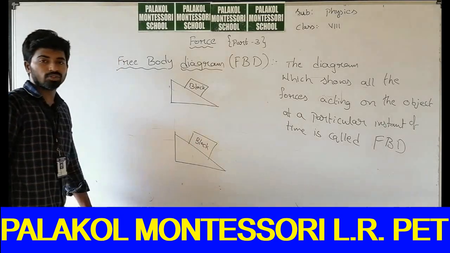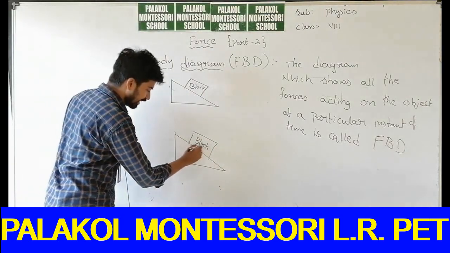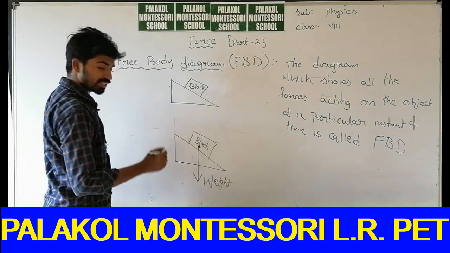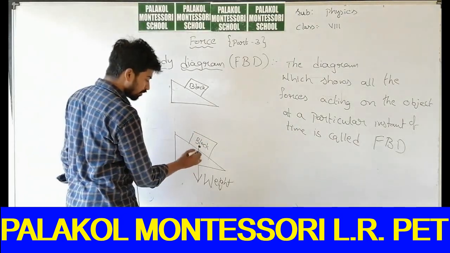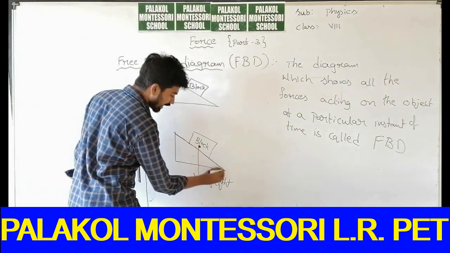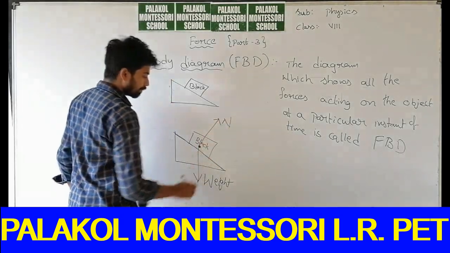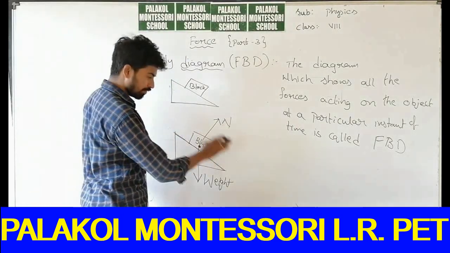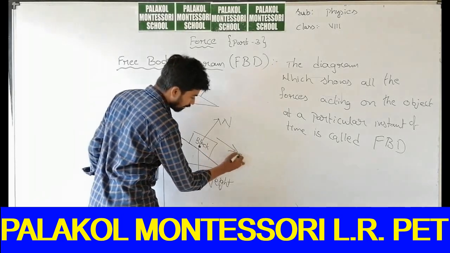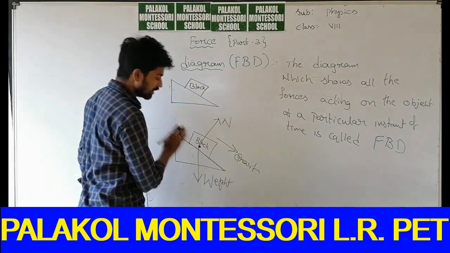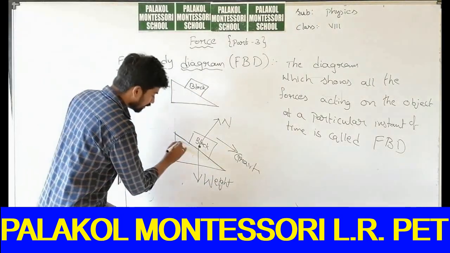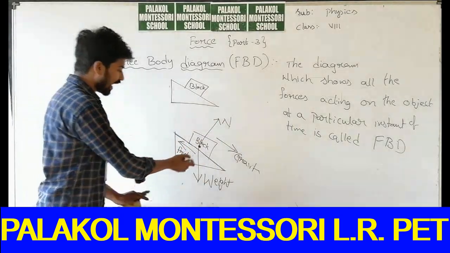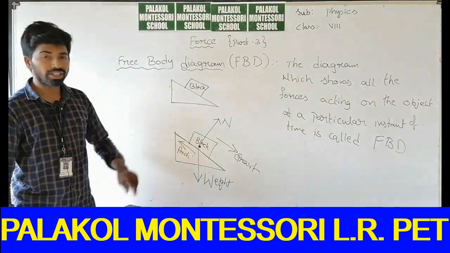What are the forces acting on this wooden block? One is the weight, in the vertically downward direction. And what is the other force? Normal force. Normal force is normal to this inclined plane. Let us assume that the block is moving in this direction, and hence it will experience gravitational force in this direction and frictional force in this direction. So here I have listed all the forces acting on this block. Hence it is a free body diagram.